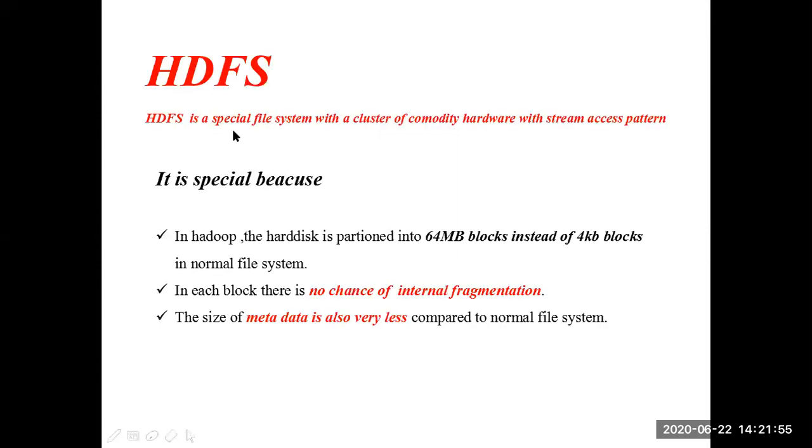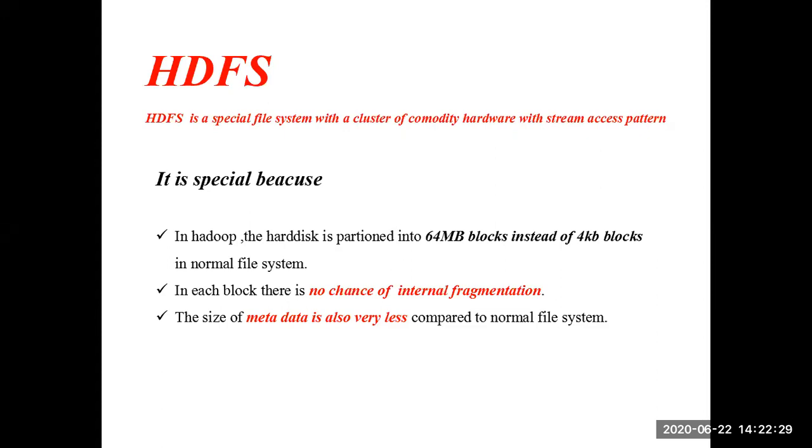processing the data. When we come to HDFS, one more time I'm repeating, I already repeated it in the previous class. HDFS is a special file system with a cluster of commodity hardware with a stream access pattern. In one line, if anybody asks you about HDFS, our answer is: it is a special file system with a cluster of commodity hardware with a stream access pattern.